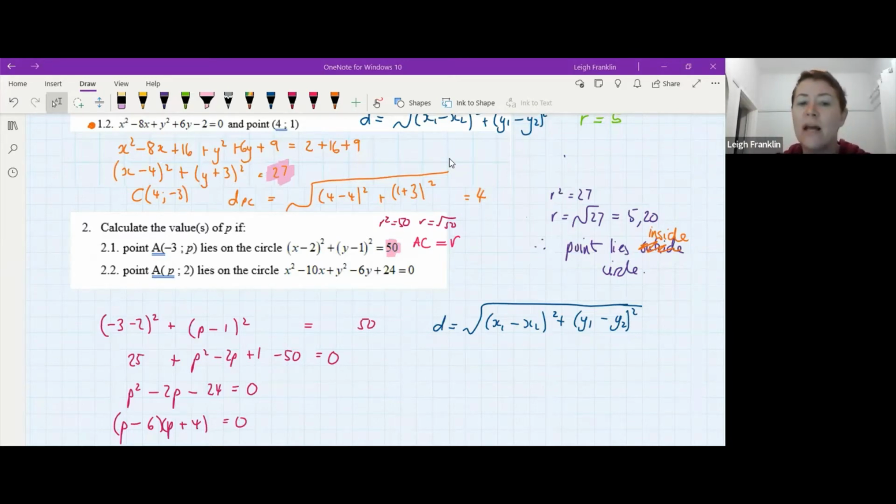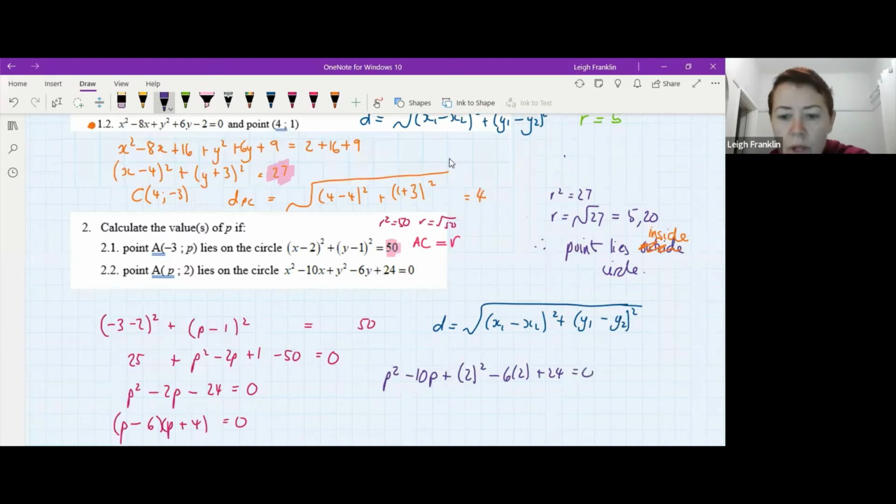Because remember, this point lies on the circle. So theoretically, it's a point that we should be able to solve for if we know the corresponding y coordinate at that point, which we do. So in other words, what I did was this: I said x is now p, so p squared minus 10p instead of 10x, plus y squared. So y squared is 2, so 2 squared minus 6 times 2 plus 24 equals 0.